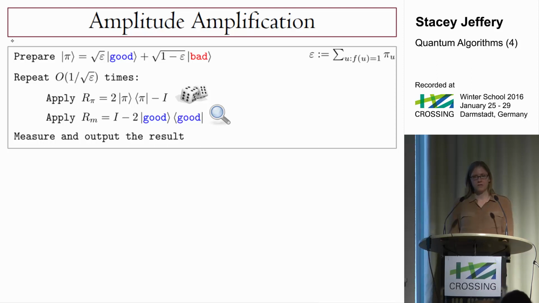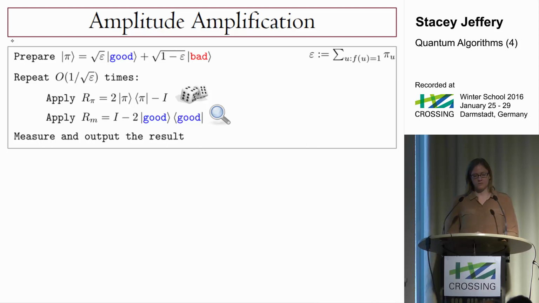And then we can repeat 1 over the square root of epsilon times the following 2 reflections. So the first is r sub pi, which is, again, just a reflection around pi. This is just something that is going to fix pi and put a minus sign in front of anything orthogonal to pi. But now pi is this more general state. When we talked about Grover's algorithm, pi was a uniform distribution, but now pi is some more general state. But as long as we have some way of preparing pi, we can still implement this reflection r sub pi.